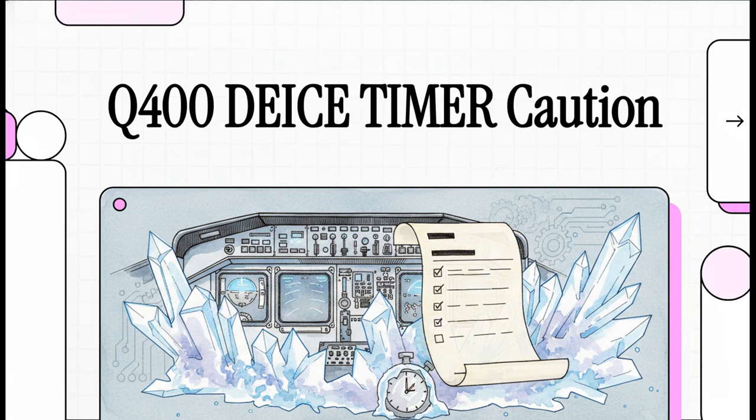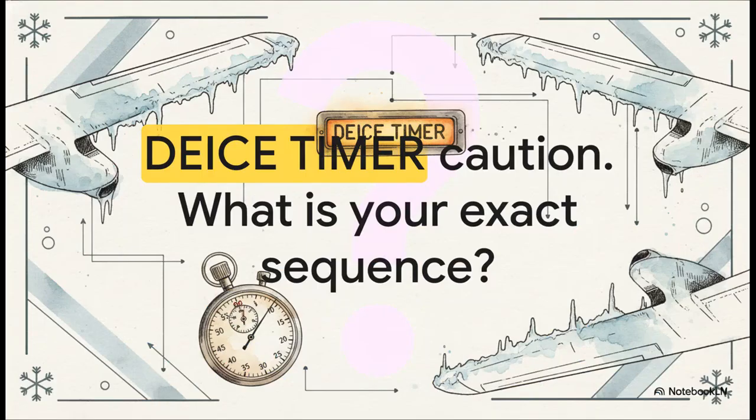Welcome to This Explainer. Today, we're stepping straight into the flight deck of the Bombardier Q400. We're going to lock in on a very specific, absolutely crucial scenario: the exact emergency checklist for the DEICE timer caution. Look, when you're dealing with aircraft systems, especially anything related to ice, there's literally zero room for guesswork. You've got to know the procedure cold. By the end of our time together today, you won't just be familiar with this checklist, you're going to have it memorized completely effortlessly. Okay, let's dive right into this.